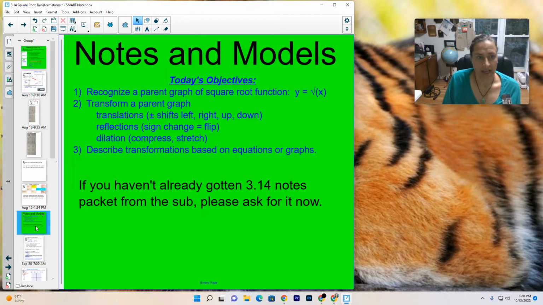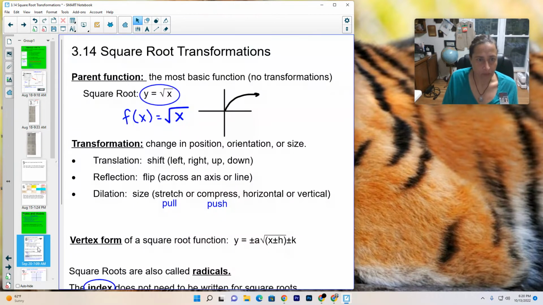Notes and models. So today we're going to recognize a parent graph of a square root function, transform that parent graph, translations, reflections, dilations, and describe transformations based on equations or graphs. If you haven't already gotten 3.14 notes packet from the sub, please pause and ask for it now. Hopefully they already passed it out. All right, here we go.